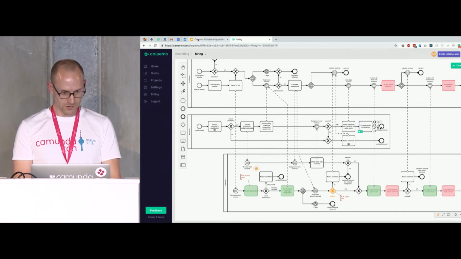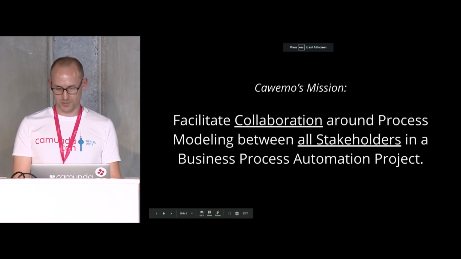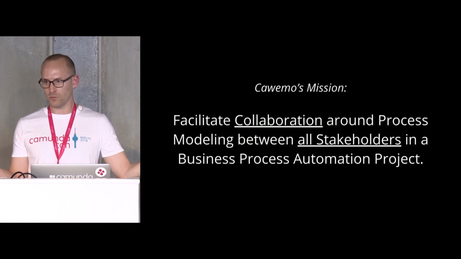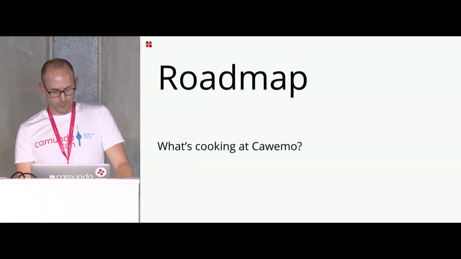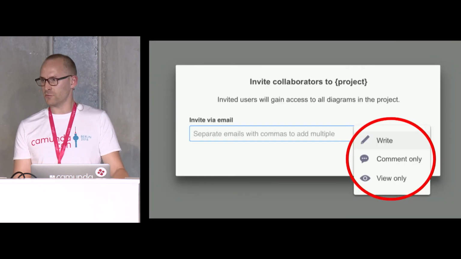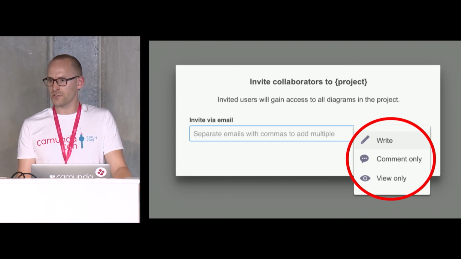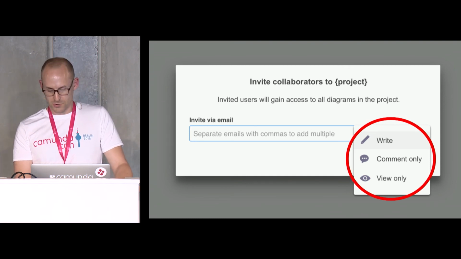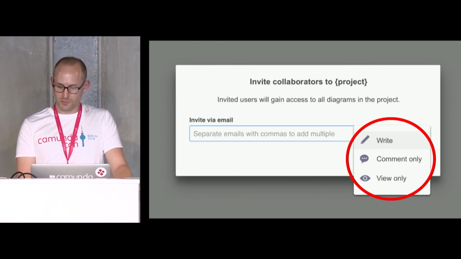So let me go back to the presentation to give you an outlook on what we have planned going forward in the near future. Daniel already spoke a little bit about the overall vision of Cawemo to expand to all the phases in the process automation projects. But for the foreseeable future, we will be working on a few nice things, which I want to showcase here. Coming up is the ability to add collaborators with different permissions. So you can invite them with read, comment only, or view only permissions. Right now, it's only possible to invite people with write permissions so they can basically mess around with your diagram, which is not always nice.